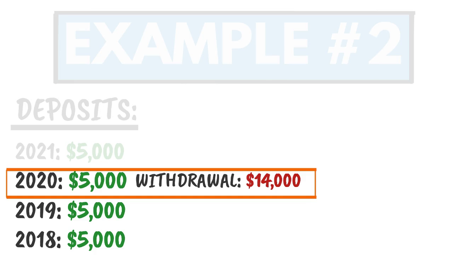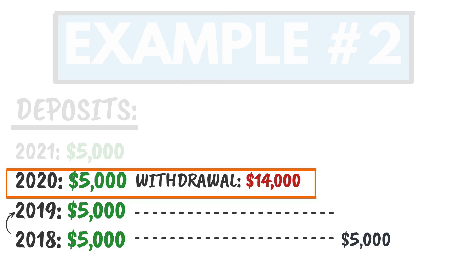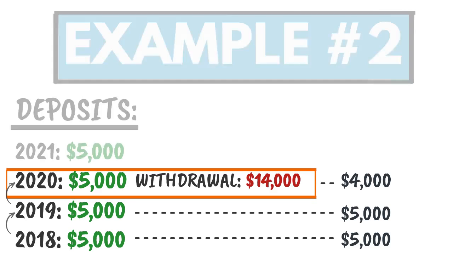That $14,000 is going to be held against you starting first with your 2018 deposit, then your 2019 deposit, and then most of your 2020 deposit, with only $1,000 left since you withdrew $14,000 out of the $15,000 that you deposited over those 3 years. The full $14,000 would have been added to your income in 2020, the same year you made the withdrawal.